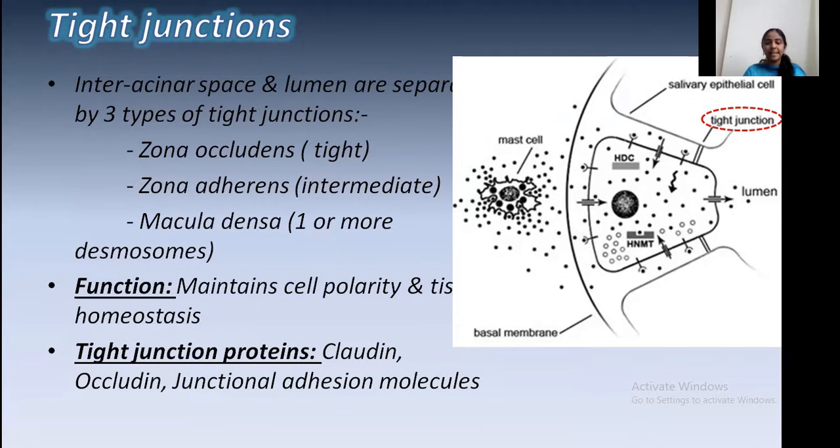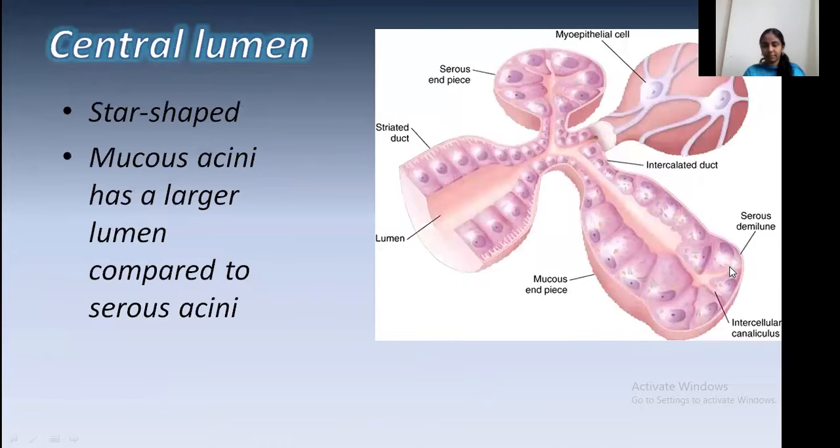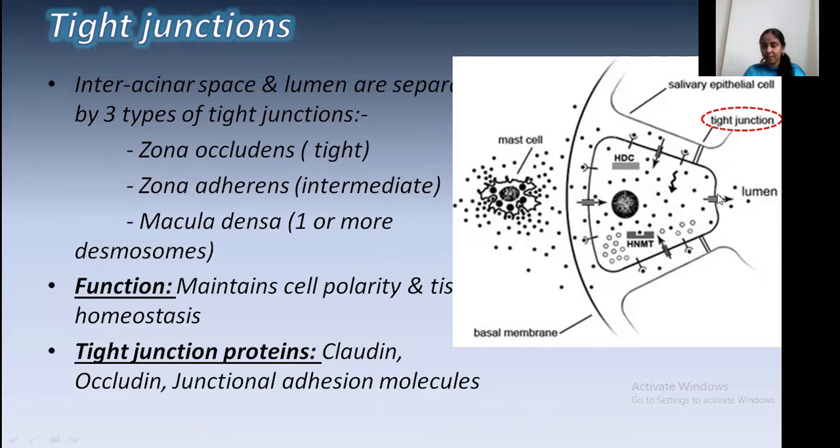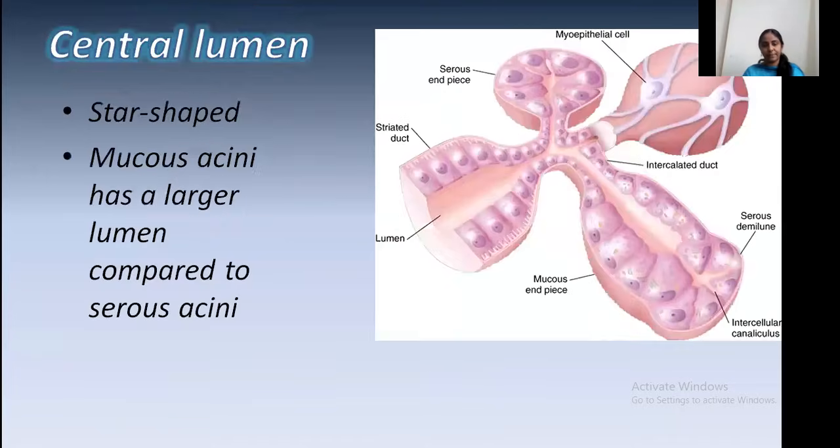Function of tight junctions is that they maintain polarity and homeostasis. Tight junction proteins are, please take a note, claudin, occludin, and junctional adhesion molecules. You can see in this image, this double line between these 2 acinar cells is the tight junction. And between the lumen and the acinar cell also, you have this double line. They are the tight junctions and they are of 3 types. Their function is to maintain polarity and homeostasis. And tight junction proteins are claudin, occludin, and junctional adhesion molecules.